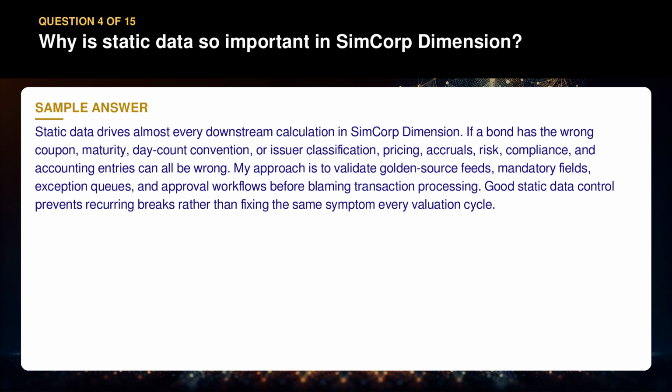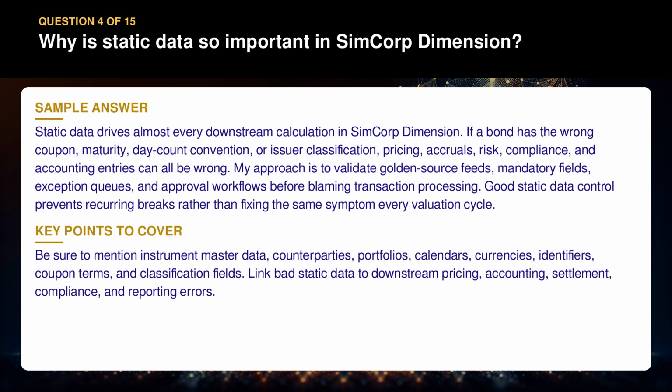My approach is to validate golden source feeds, mandatory fields, exception queues, and approval workflows before blaming transaction processing. Good static data control prevents recurring breaks, rather than fixing the same symptom every valuation cycle. Be sure to mention instrument master data, counterparties, portfolios, calendars, currencies, identifiers, coupon terms, and classification fields. Link bad static data to downstream pricing, accounting, settlement, compliance, and reporting errors.